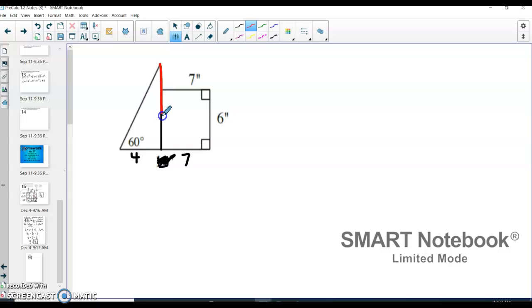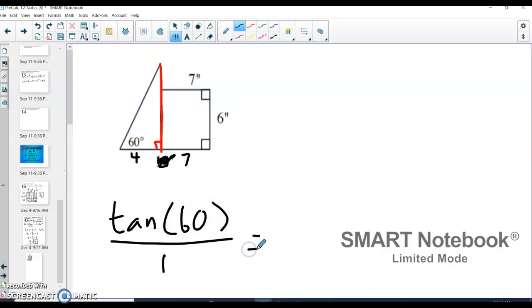Now, what I'm going to do to find this entire length right here is I'm going to find the tangent of that side. So I'm going to say this is my missing side of a right triangle, and I can do then the tangent of 60 over 1, I always do, equals my rise over my run. Well, this red line is my rise, and that's something I don't know, so I'm going to call it y, and the 4 is my run.